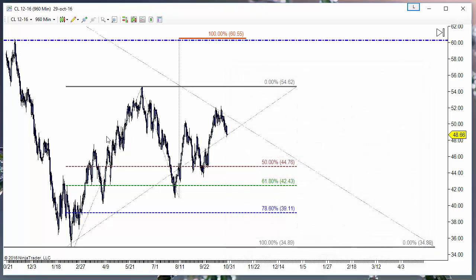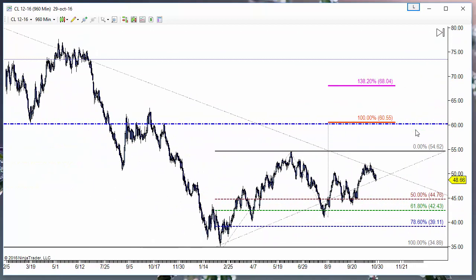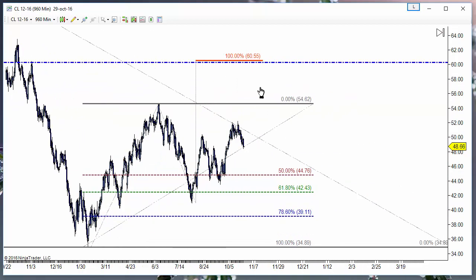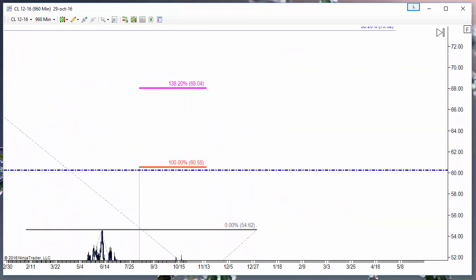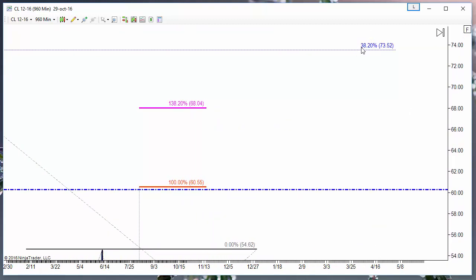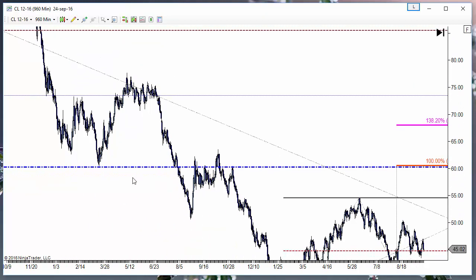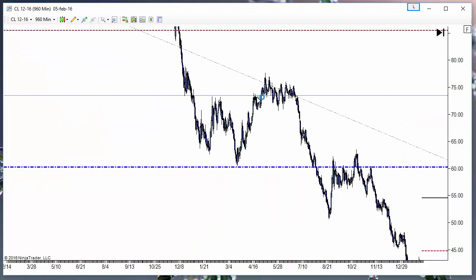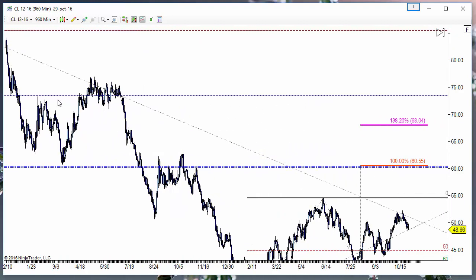I will add the 38.2. And this 38.2 overlaps with this series of high and low pivots. So this is another level to take into account.